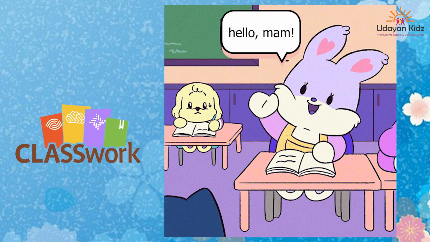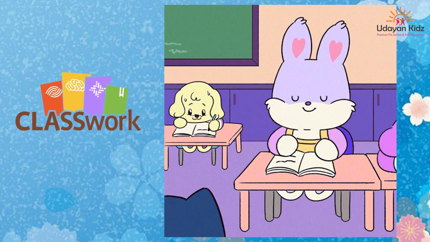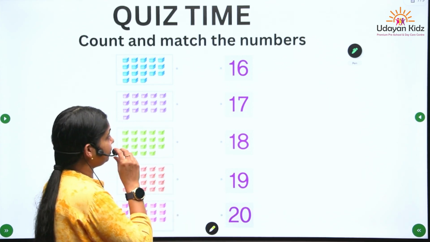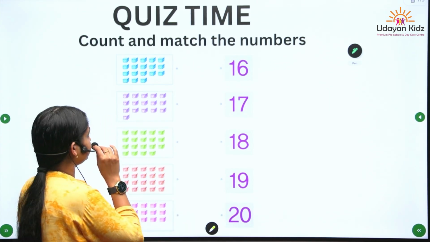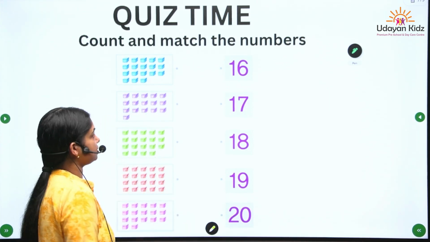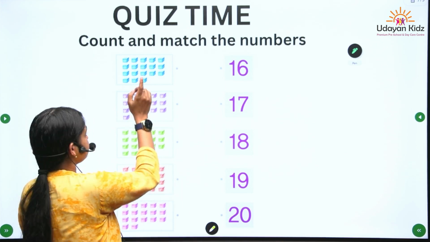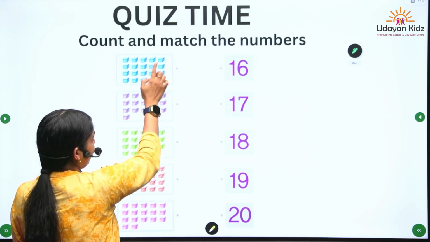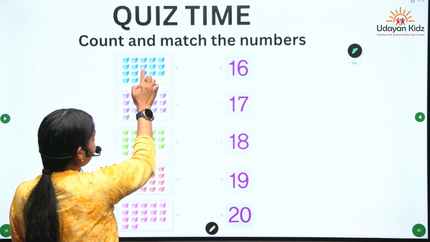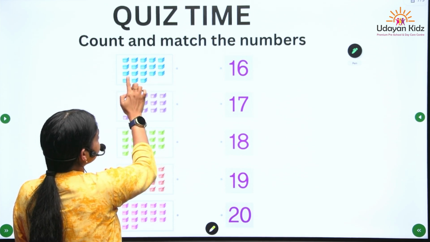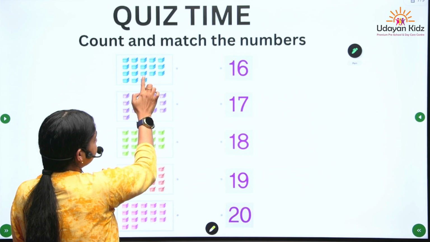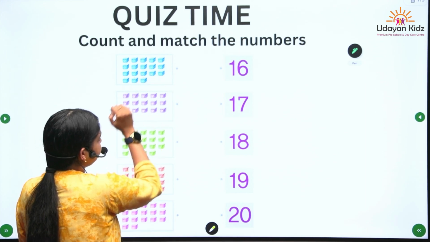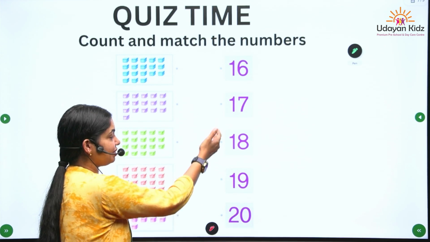Now it is classwork time. Let's solve the questions. It's quiz time. Count and match the numbers. These are boxes. Let's count the boxes. 1, 2, 3, 4, 5, 6, 7, 8, 9, 10, 11, 12, 13, 14, 15, 16, 17, 18. So, where is the number 18?